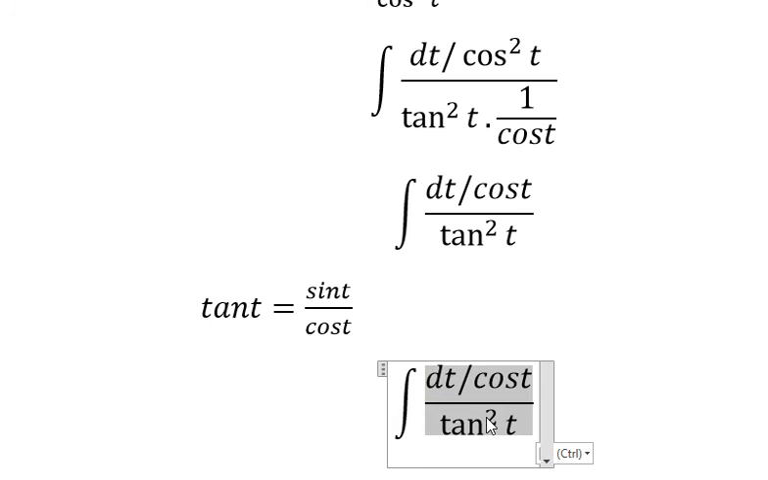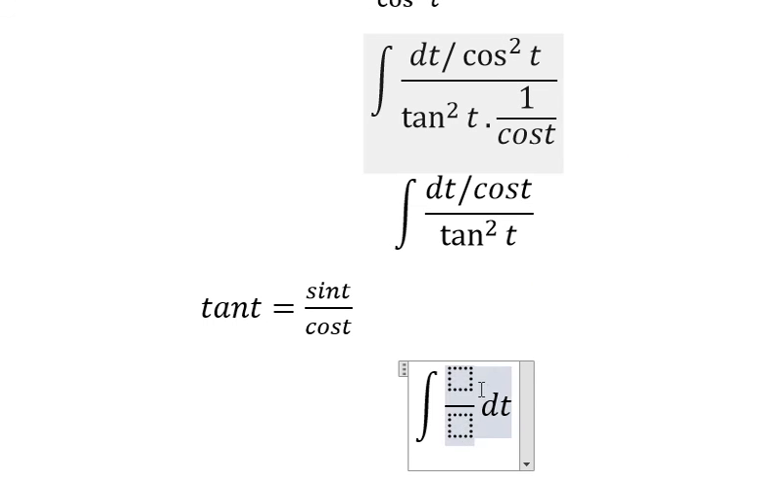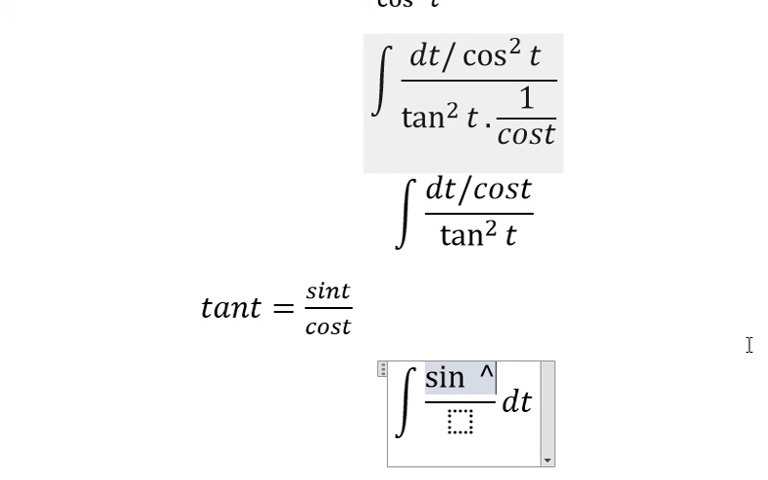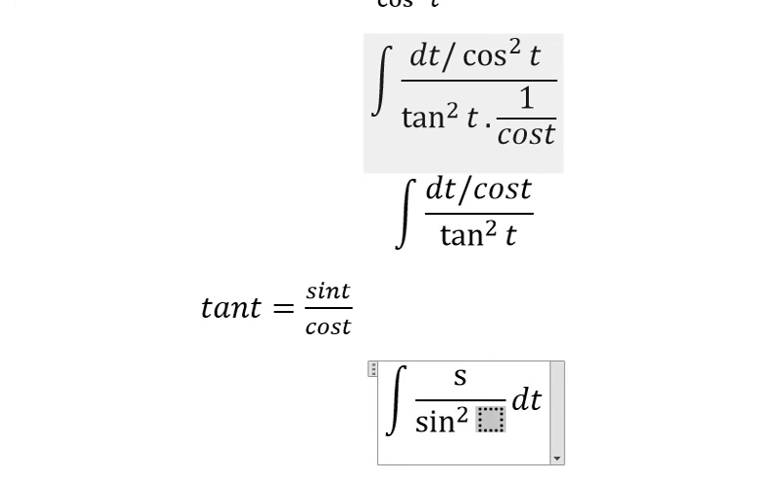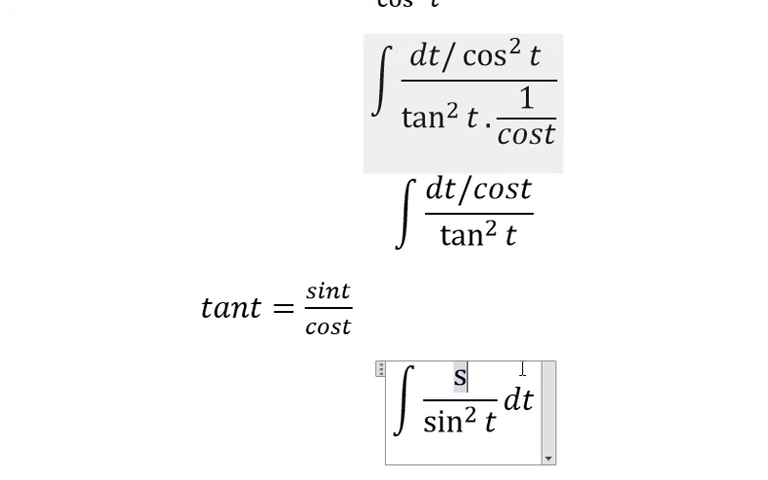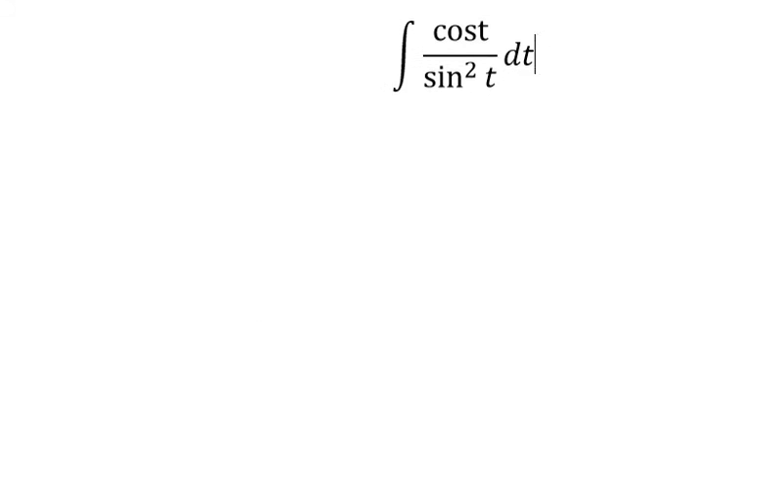And in this situation we can get sine t squared in here, and the cosine t on the top, because cosine t in the denominator, if we divide, goes to the numerator, and then we simplify cosine t in this one. Then we use integration by substitution.